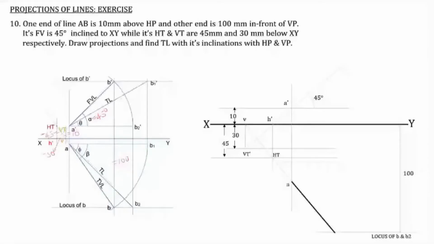Now from B, since we already have B, we can drop the vertical line, that is, the projector can be drawn in order to get the point B dash. A dash we already have, B dash we have to find out. So from B, drop the vertical line to B dash. That's a very simple procedure. After that, you have to find out the points B1 dash, B2 dash, B1 and B2.